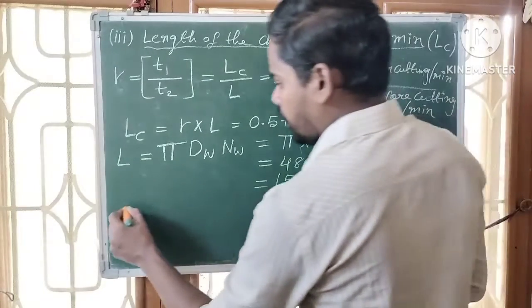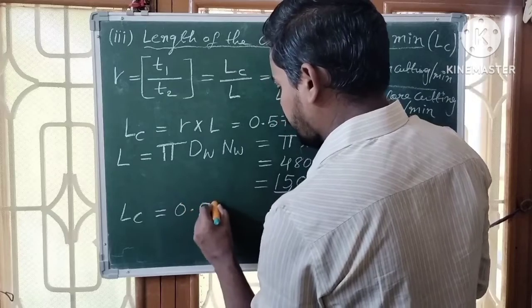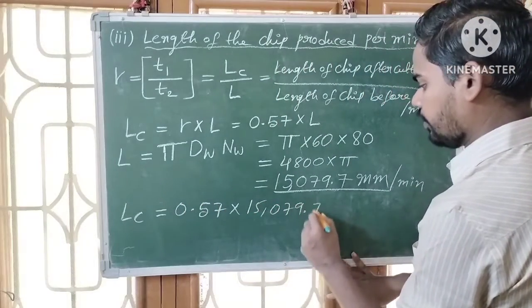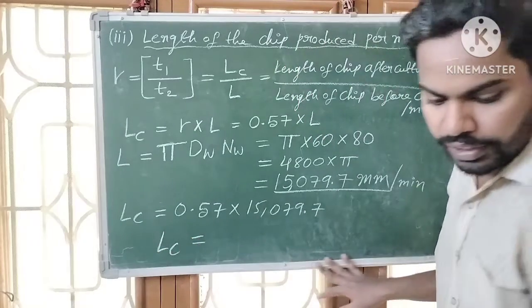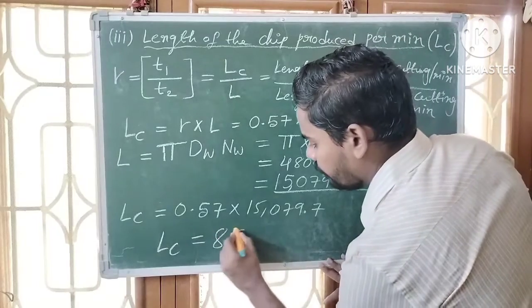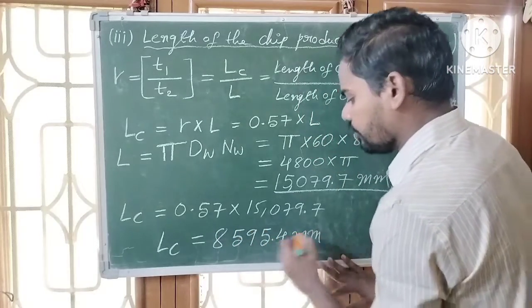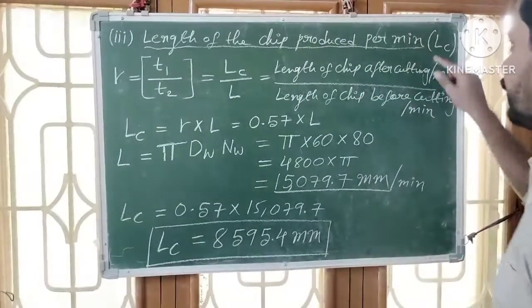So next we need LC. LC is equal to R into L, 0.57 into 15,079.7 mm. If you multiply, you will get the length of the chip after cutting, approximately 8595.4 mm. This is the length of the chip after cutting per minute.